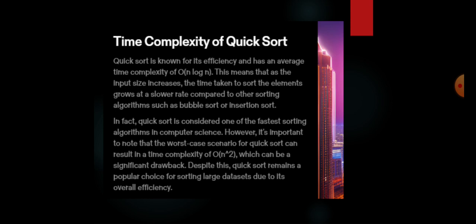So what is the time complexity of quicksort? Quicksort is known for its efficiency, and it has an average time complexity of big O of n log n, which means that as the input size increases, the time taken to sort the elements grows at a slower rate compared to other sorting algorithms. Compared to bubble sort and insertion sort, the time taken is less. So we can say it is a faster sorting algorithm compared to bubble sort and insertion sort.